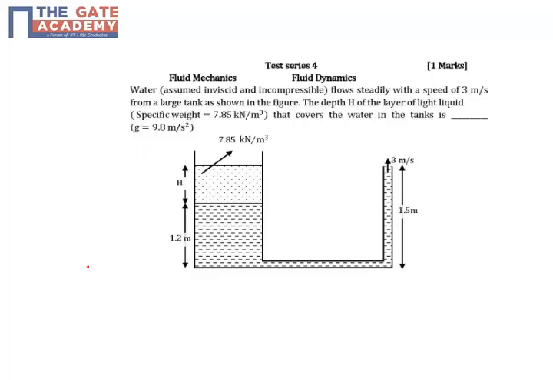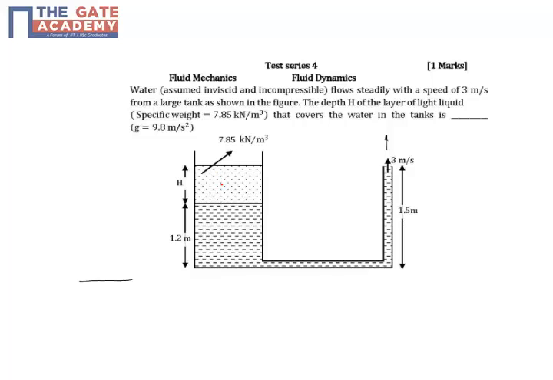Let's discuss a question from fluid mechanics. What is asked is, on one side you have water which is non-viscous and incompressible, and it flows at a steady rate of 3 meters per second. On the other side you have a very large cross-sectional static mass of fluid, and the head of that is driving this water towards the right. So basically we need to find this depth h.